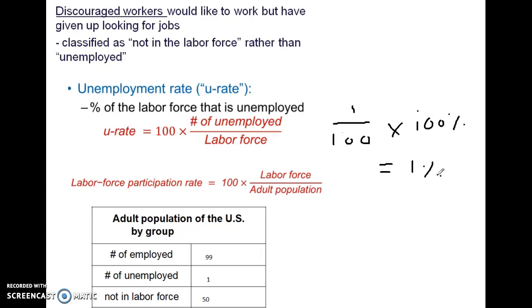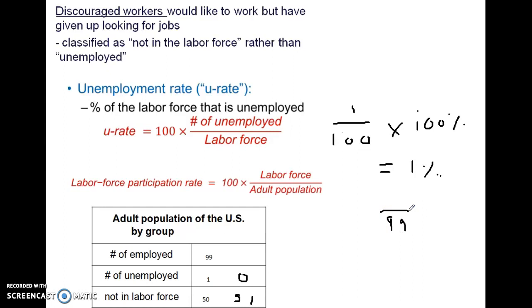Now, let's say that this person gives up. If this person gives up, the number of unemployed goes to 0. The not in the labor force would go up to 51. And now let's do the unemployment rate. So the unemployment rate now would be employed plus unemployed. Well, now there's 99 people employed but 0 unemployed. So on the bottom it would be 99. That would give you your labor force.